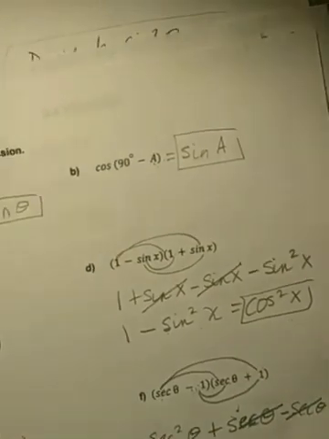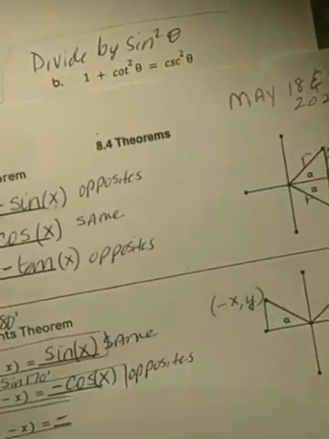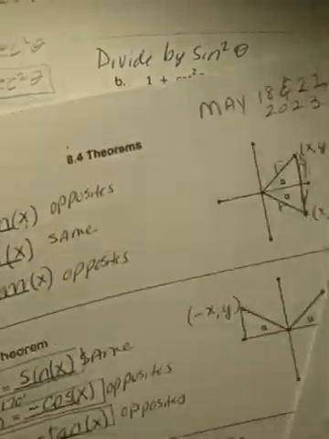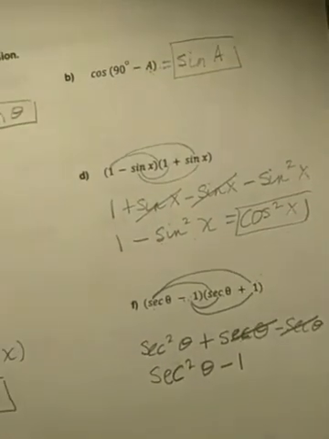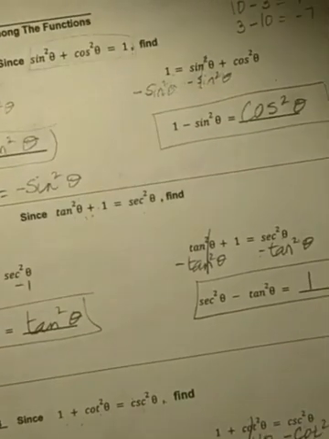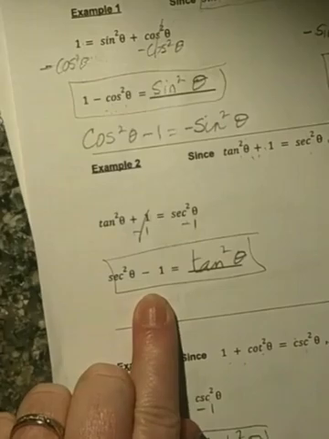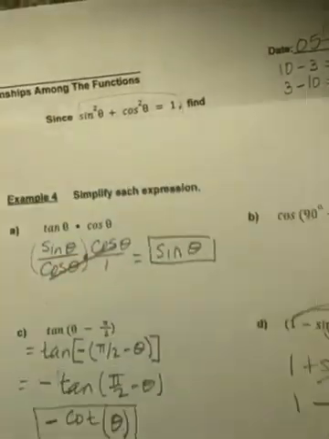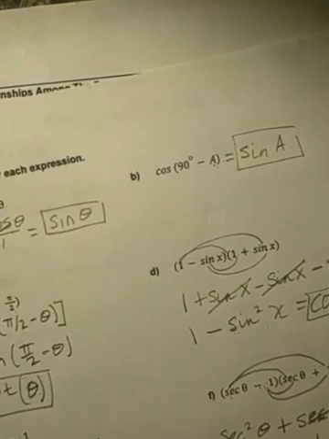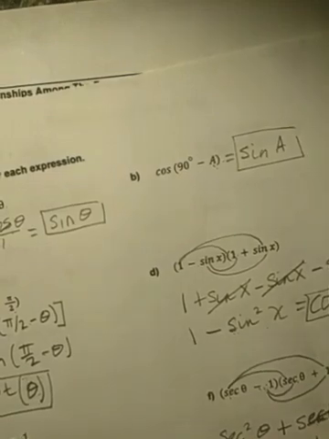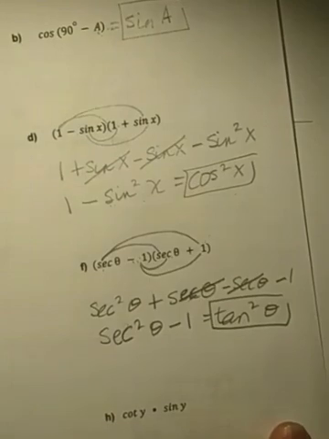And let's see which one that looks like. Go back to our identities. Oh, it's on this page. I'm going to find what page it's on. So secant squared theta minus 1, that's right here. Secant squared theta minus 1 is tangent squared theta. That's what that simplifies to. Okay.